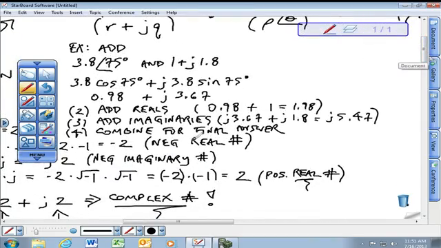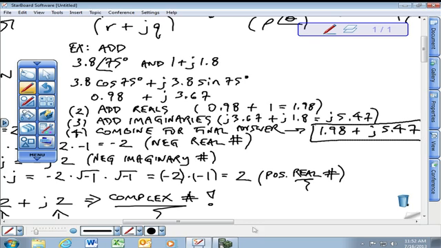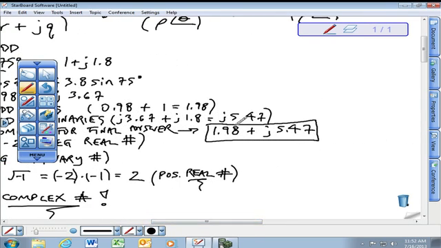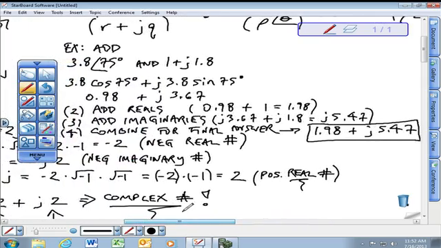And then combine for final answer. That simply means there's your real portion, 1.98, and you're going to add that to J 5.47. And you're done. This is it. This is your combo, and your final result. So if you're asked to add 3.8 angle 75 to 1 plus J 1.8, there it is, okay?